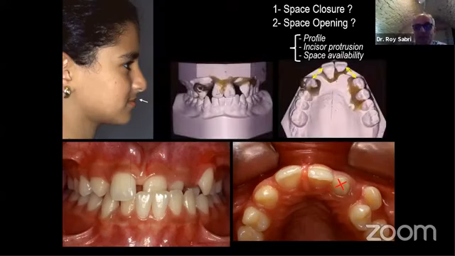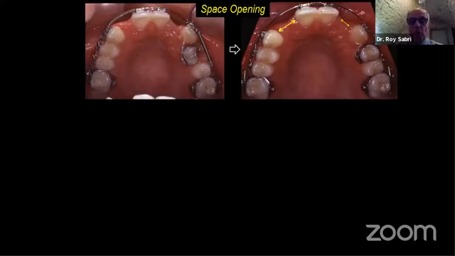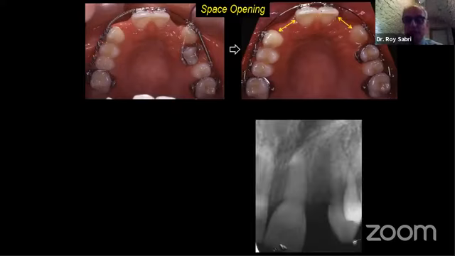And a diagnostic setup showed that we have spaces for the missing laterals. So the arch length deficiency is almost 0, and the profile calls for non-extraction. So the decision was to open the space. Now, when I say open the space, I want to insist on the fact that there is no one space.